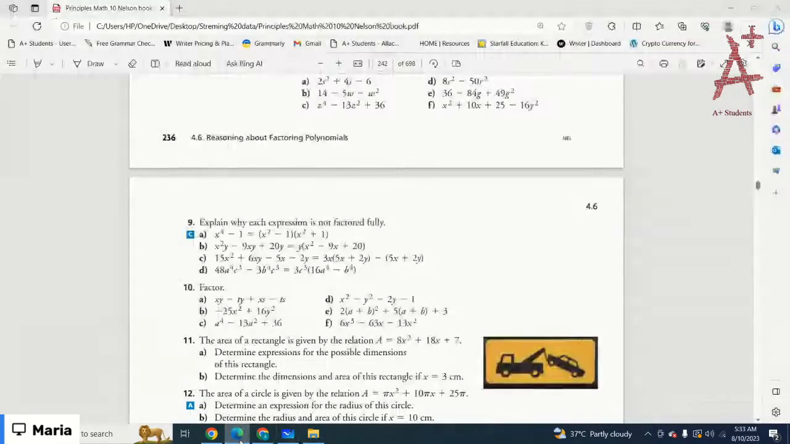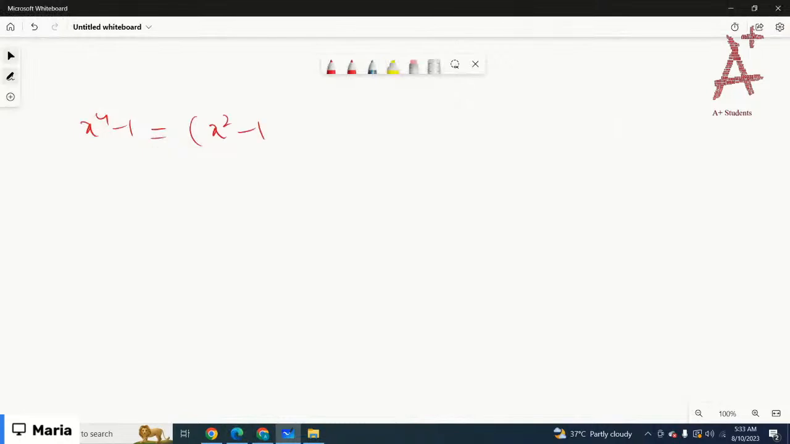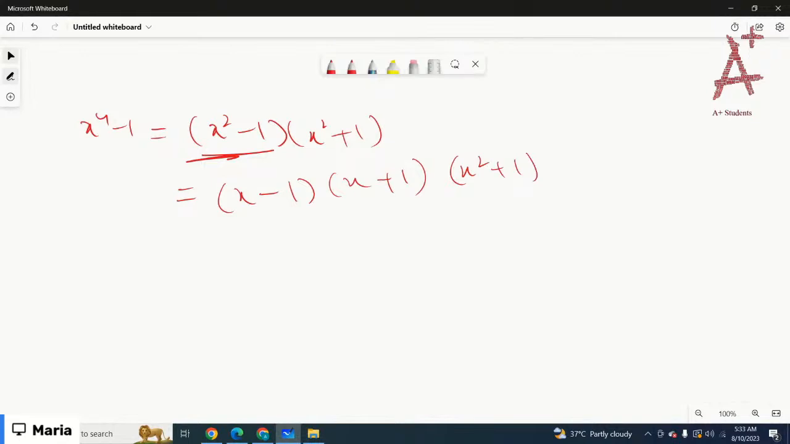x squared minus 1 and x squared plus 1. You have to explain why it cannot be fully factored, right? You can see this one, x squared minus 1. You can write x squared minus 1 as x minus 1 and x plus 1, right? That's why it cannot be fully factored, right?